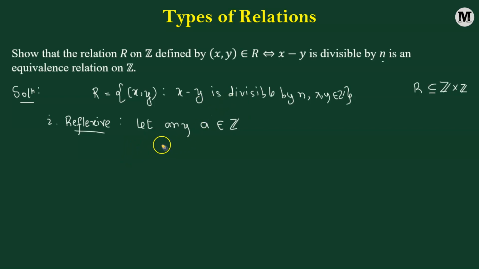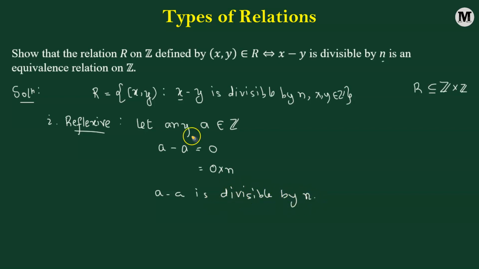So what is x here? x belongs to the set of integers and y belongs to the set of integers. But instead of considering x and y, we're considering an element a that belongs to the set of integers. So we replace x with a and y with a. That gives us a minus a, which equals 0. Now the question is, is 0 divisible by n? Definitely, because we can rewrite 0 as 0 multiplied by n. Since it's a multiple of n, we can clearly say that a minus a is divisible by n.